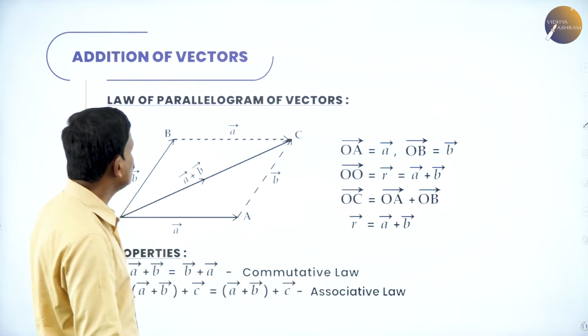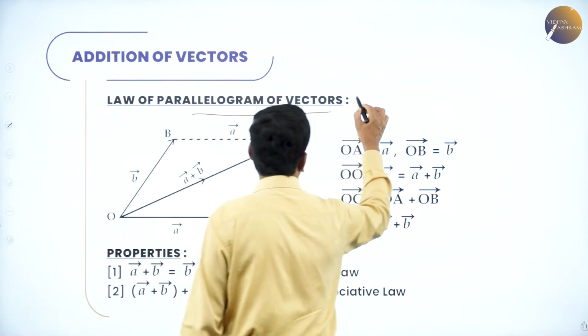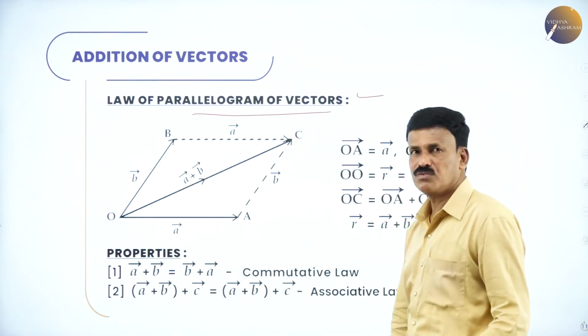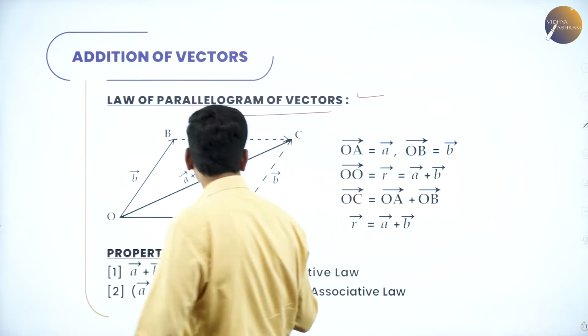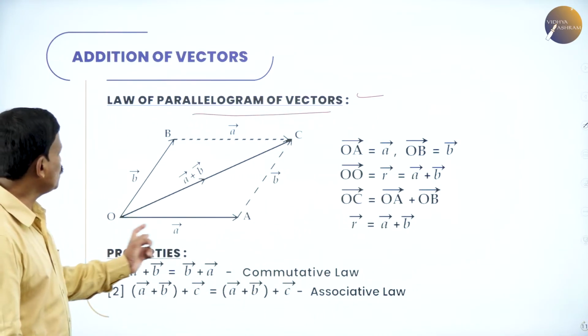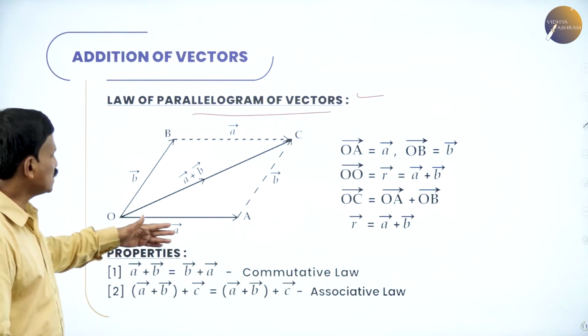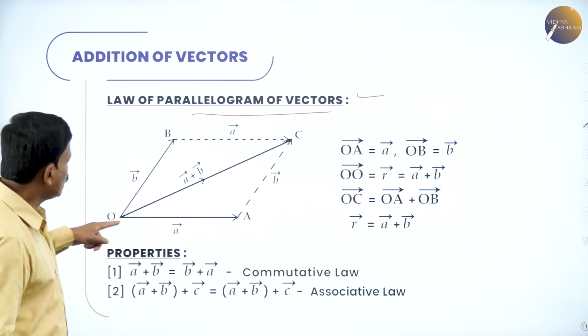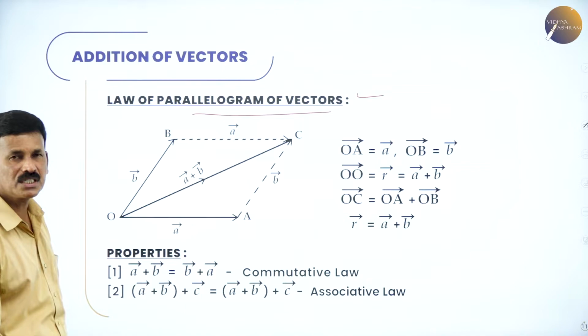Now this can also be done using a well-known law, called the law of parallelogram of vectors. So what is this law of parallelogram of vectors? Suppose two vectors, vector OA and vector OB, or vector A and vector B, are acting along the adjacent sides of a parallelogram, then the diagonal passing through them will give the resultant of these two vectors, vector A and vector B.